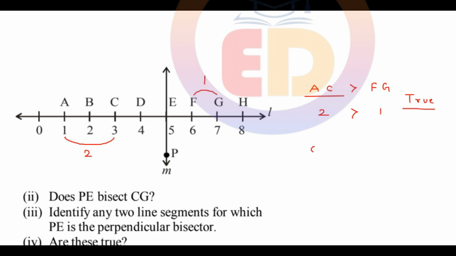Second is CD equals GH. CD is 1 unit from 3 to 4. GH is also 1 unit from 7 to 8. So both are 1 unit, so they are equal. This is also true.